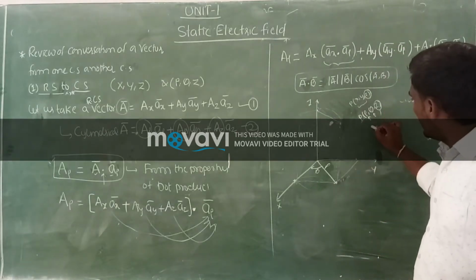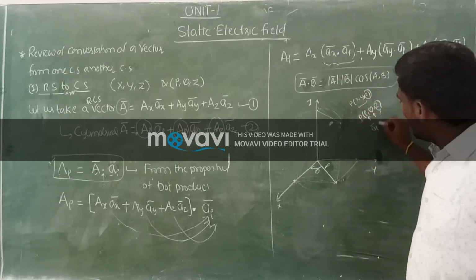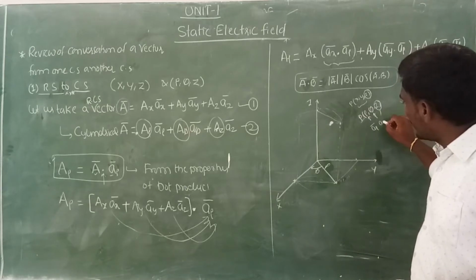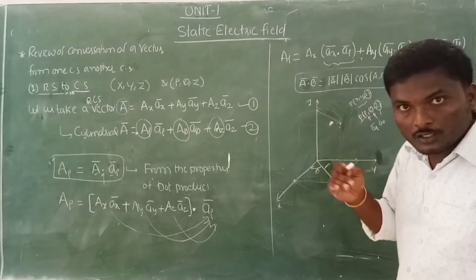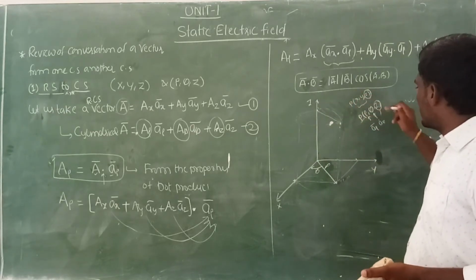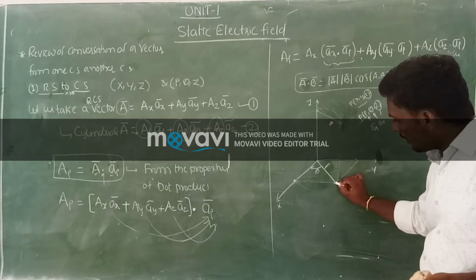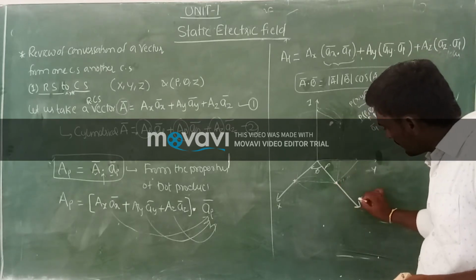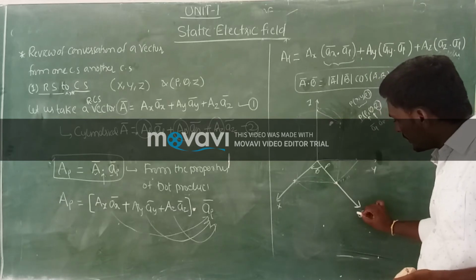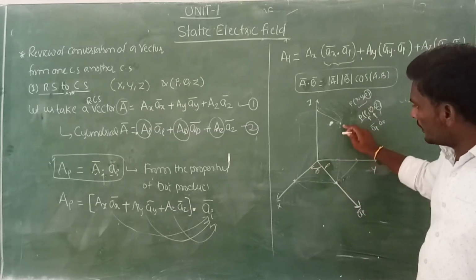A rho bar is a unit vector which is oriented along the radius of the cylinder, and A phi bar is a unit vector which is oriented in the direction of phi, or tangential to the cylinder. Next, Az bar is in the direction of the z axis. So here I consider my unit vector A rho bar is in the direction of the radius of the cylinder.